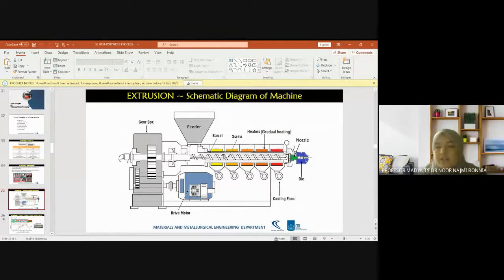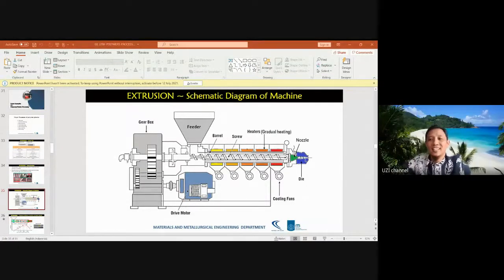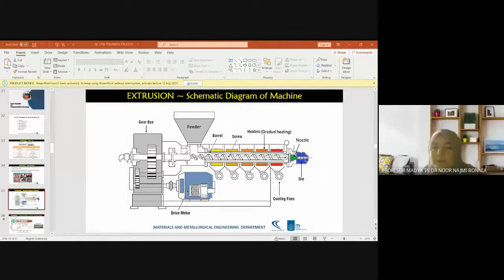Okay, the next question is from Muhammad Shauki. He asked for the price of the 3D printer. Is it expensive? Wow, that's good, because I think it is an interesting process, the 3D printer. Okay, thank you very much for the question, Muhammad Shauki.